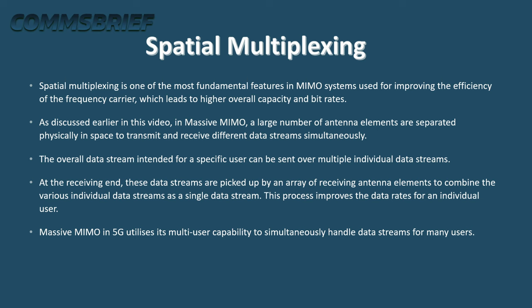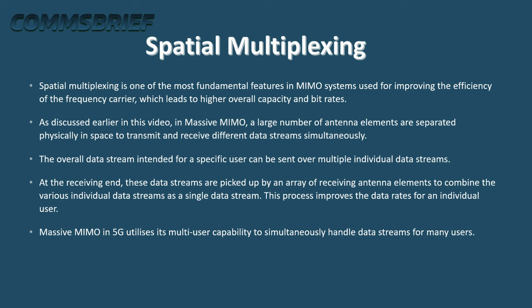Spatial multiplexing is one of the most fundamental features in MIMO systems used for improving the efficiency of the frequency carrier, which leads to higher overall capacity and bit rates. As discussed earlier in this video, in massive MIMO, a large number of antenna elements are separated physically in space to transmit and receive different data streams simultaneously. The overall data stream intended for a specific user can be sent over multiple individual data streams.